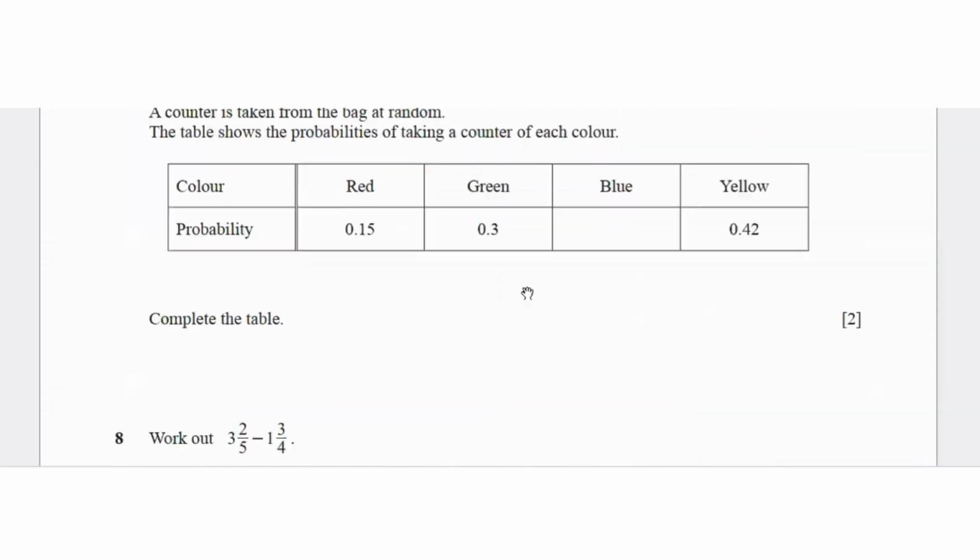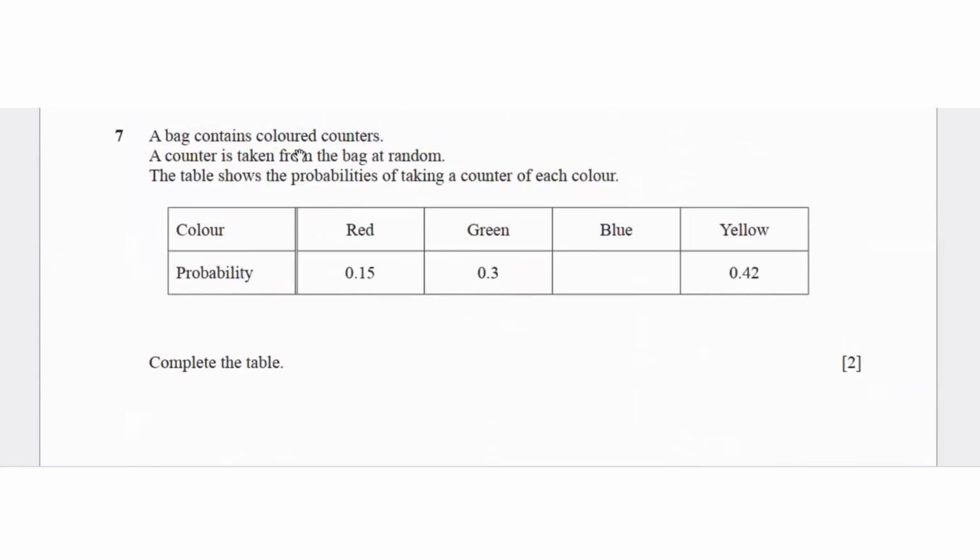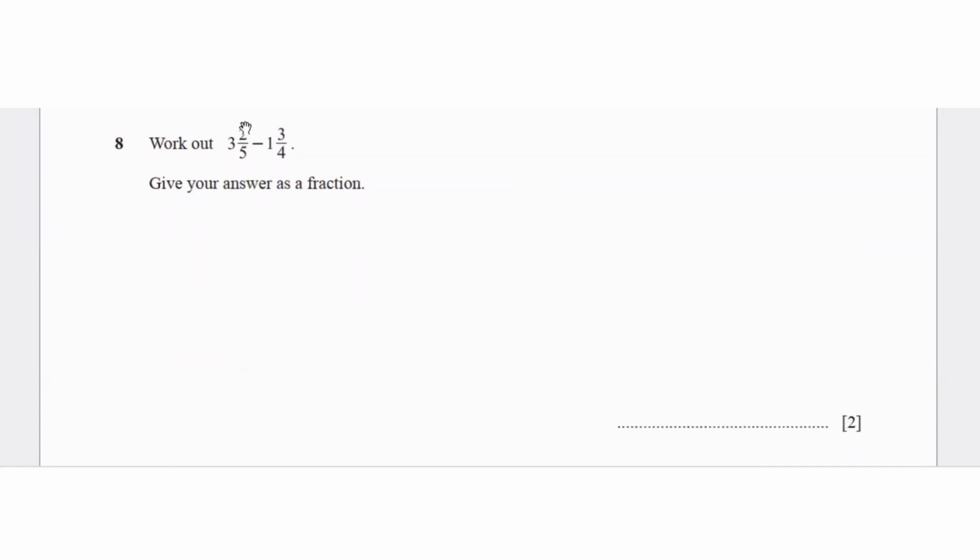Question 7 says a bag contains colored counters. A counter is taken from the bag at random. The table shows the probabilities of picking a counter of each color. Complete the table. Always remember that the probability of all of the events happening together is equal to 1, which means the probability of blue is going to be 1 minus 0.15 minus 0.3 minus 0.42. And that's going to equal 0.13.